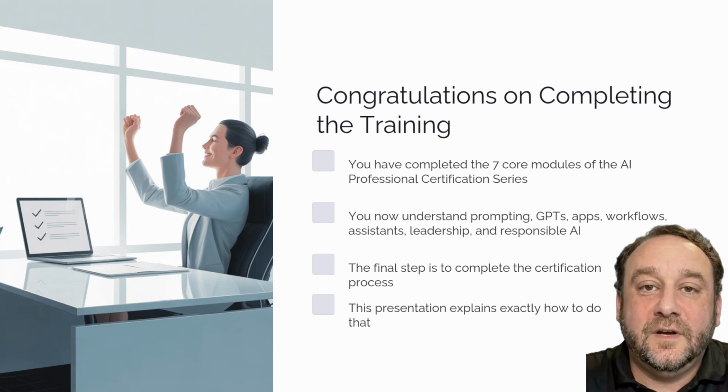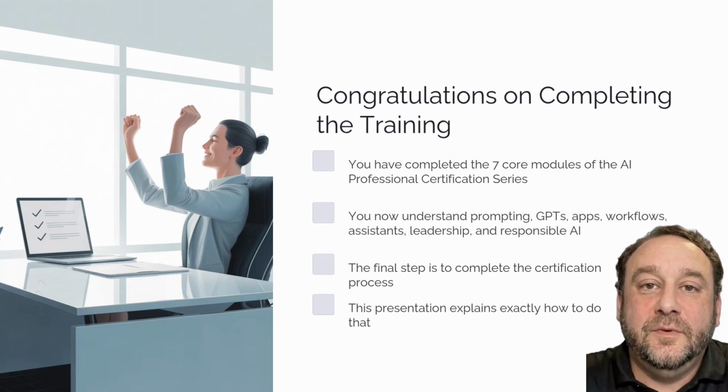Congratulations on making it this far. If you're watching this final module, you've completed the 7 core sessions of the AI Professional Certification series. That means you've already built a strong foundation across the most important areas of practical AI use. You've learned how to prompt effectively, how to build custom GPTs, how to create apps, how to design workflows, how to build assistants, how to think like an AI leader, and how to use AI responsibly. That is a meaningful body of work. Now you are at the final step.